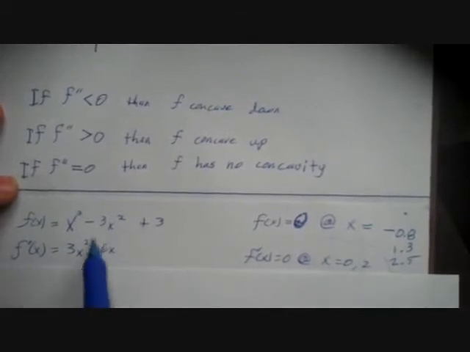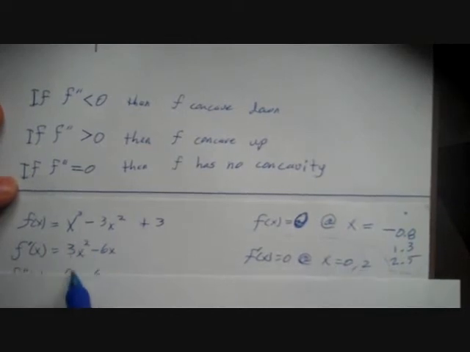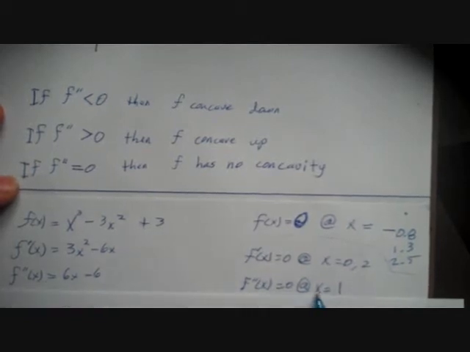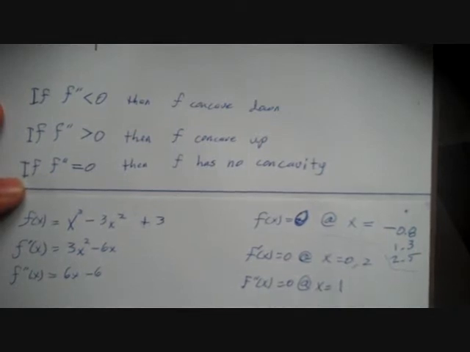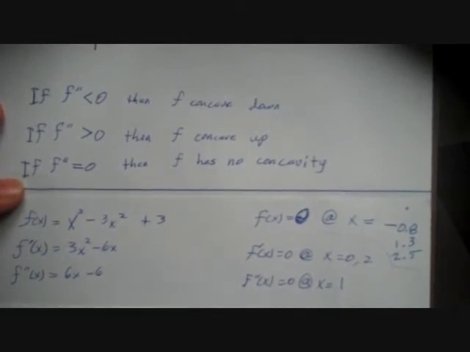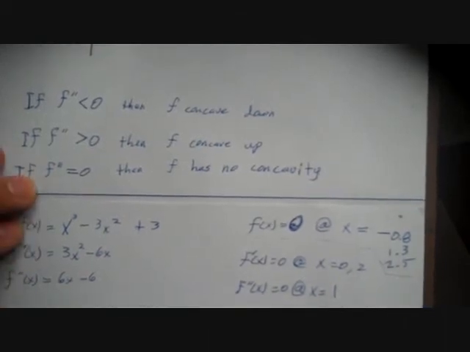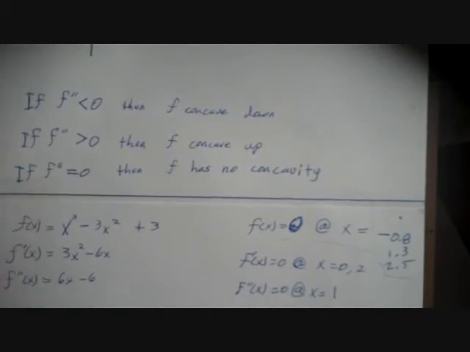What else can we tell? Well, let's take the derivative of this. So we'll do the power rule: 6x minus, well, 6. We know that this equals 0 at x equals 1. Alright? So that means what we know about this curve is that we have an inflection point at x equals 1. So it's going to change from concave down to concave up, or concave up to concave down. Now, how do we know which way it's changing?